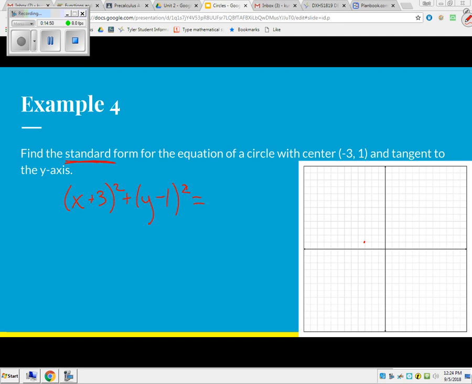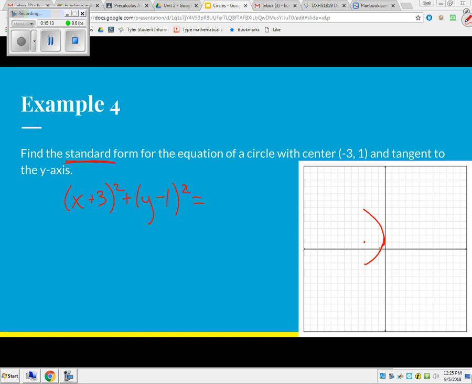Now, it says that it's tangent to the y-axis. This doesn't have anything to do with sine, cosine, and tangent. Tangent to something means it touches, it just simply brushes up against something, in this case the y-axis. So it doesn't want me to graph, so I'm just going to do a rough sketch of what's going on. This thing is just going to come up and just barely touch the y-axis like so, and then go off and stay on the same side.